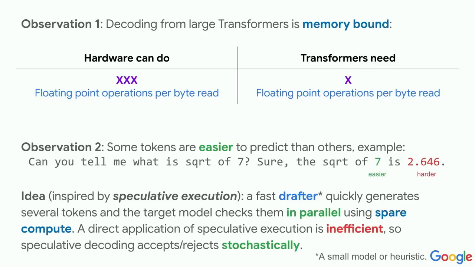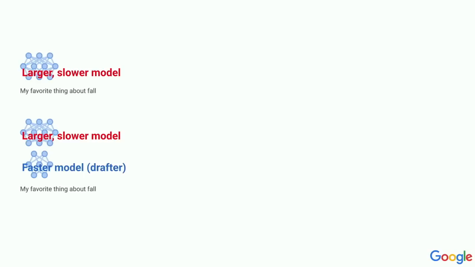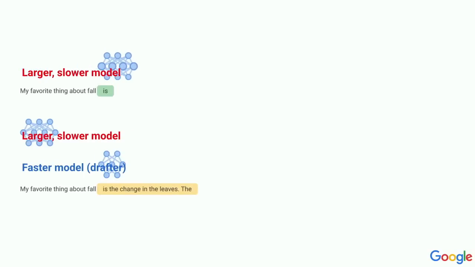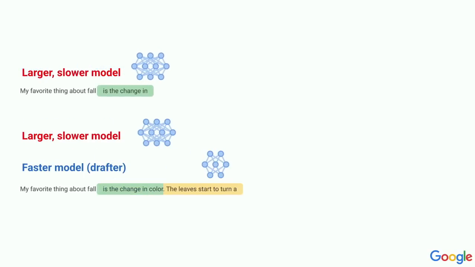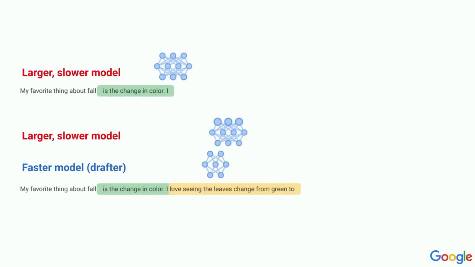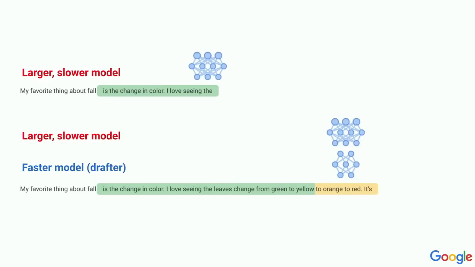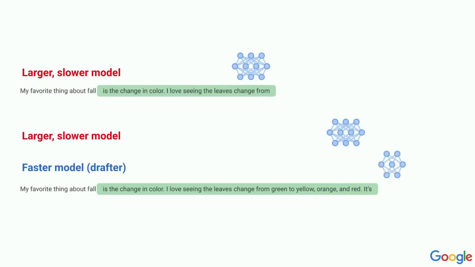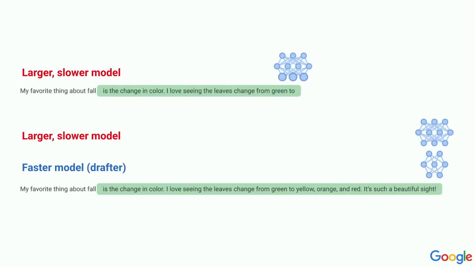So you now have only fetched the parameters from memory once for the large model instead of 3 times in order to decode 3 tokens. And there's a nice little animation of how this works. If you have a large slow model that's just doing one at a time, that's what's happening. But if you have a drafter model that is much smaller, it predicts these yellow windows. I'll restart the animation. Oh, sorry.